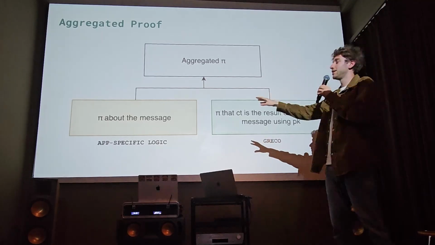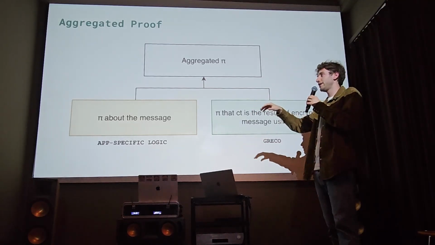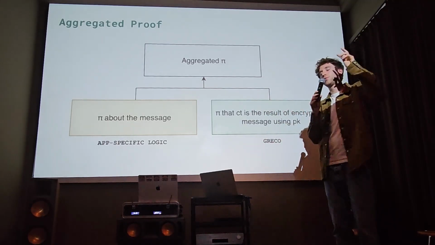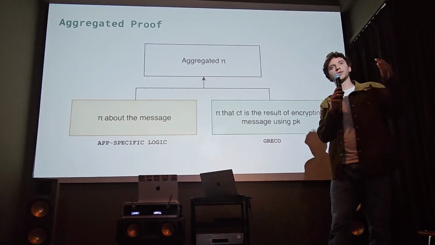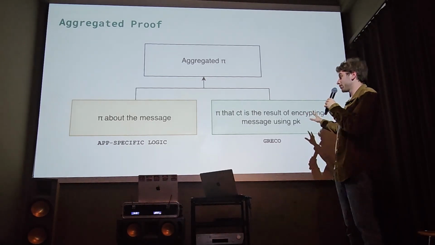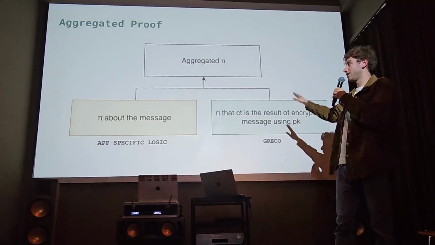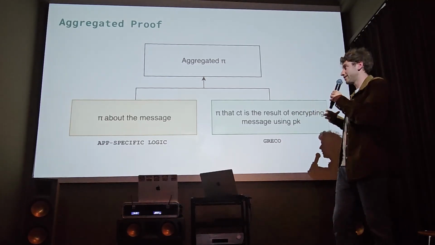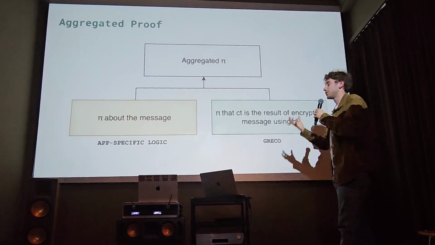So we can abstract this logic into 2 proofs. One is specific to the application, and it's just a proof about some statement on this message. And the second proof, which is the one provided by Greco and the one that is generic, is about the correct encryption of this message.